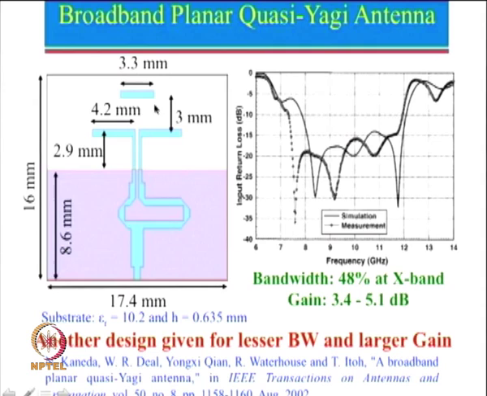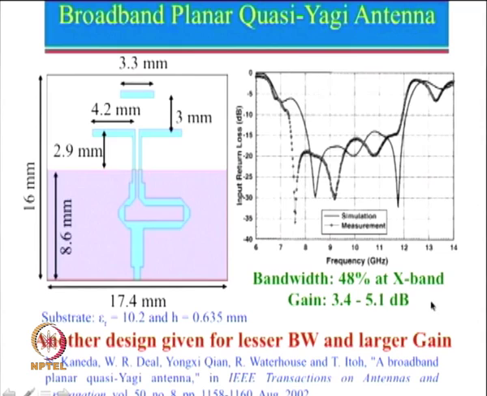So here the parasitic patch has been optimized in such a way that this particular thing over here excites and gets coupled to it, and because of the coupling there will be a loop in the Smith chart. Of course, here we can only see the input return loss, so one can say simulated and measured, and one can see this has a very large bandwidth. You can see that this is the minus 10 dB line here, and you can see the bandwidth is very large, it is almost 48% at X band.